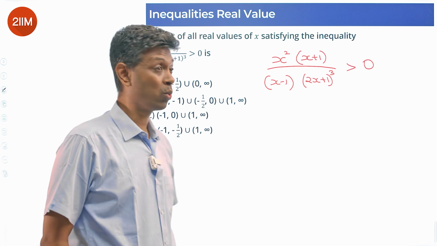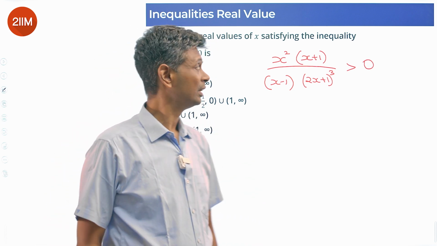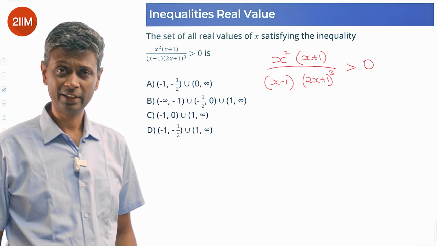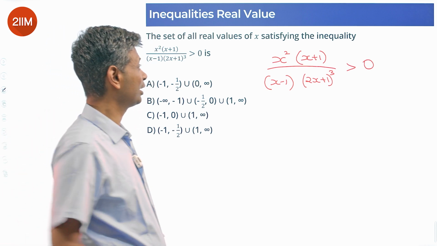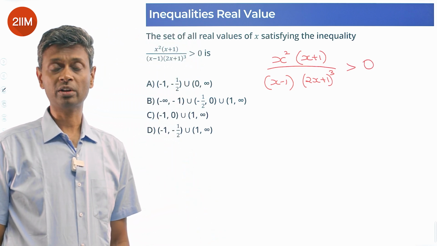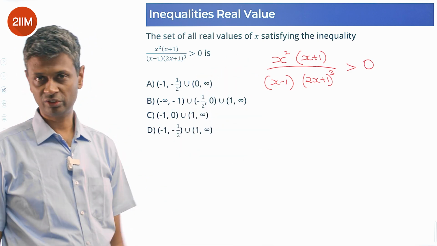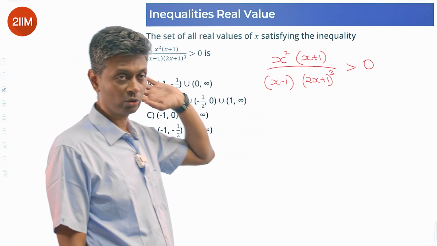First of all, x square is always non-negative, and so x square cannot be negative. So I can remove x square from this expression. All I need to keep in mind is I cannot put x equal to 0 as part of the solution. If x is 0, this goes to 0, it has to be greater than 0. 0 is not part of the solution, I can remove x square.